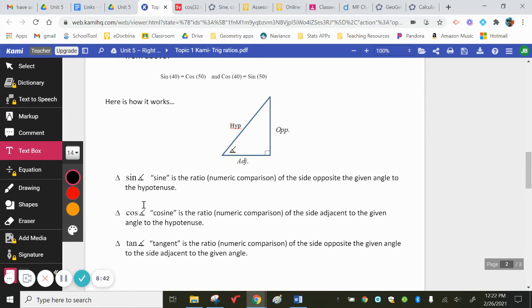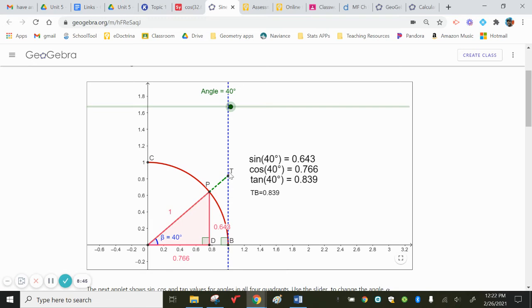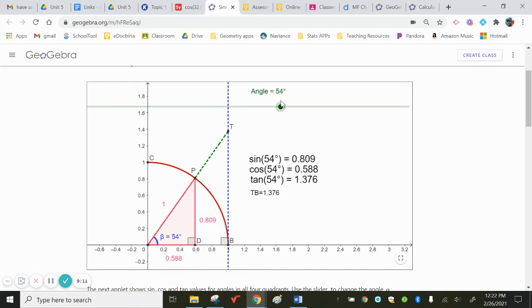Let's take a look at that on my application now. So the tangent here, they say, is the ratio of the side opposite with the adjacent side. If we investigate this, see how the length t here is the tangent of 40, this length 0.839. It's the distance from this point t to this point b. And as I adjust that, that's where that length comes in. No matter what I do, as I move this around, the length from t to b is the value for the tangent of the angle in this unit circle.